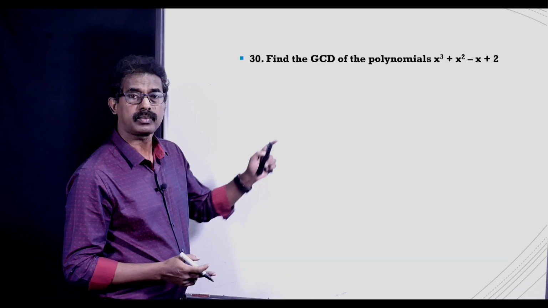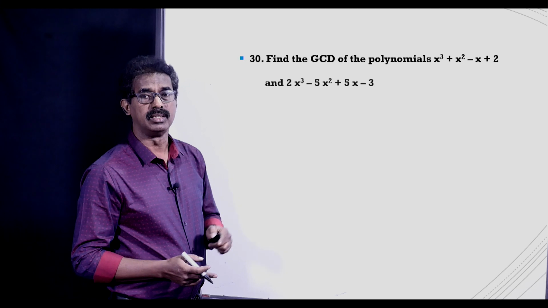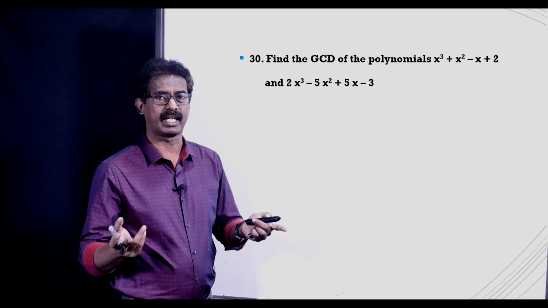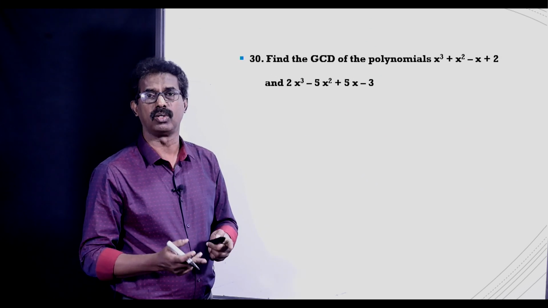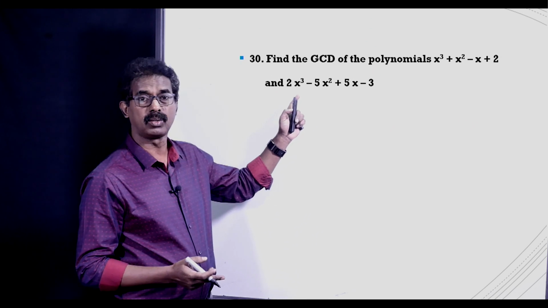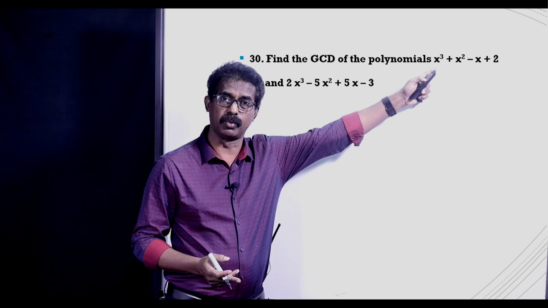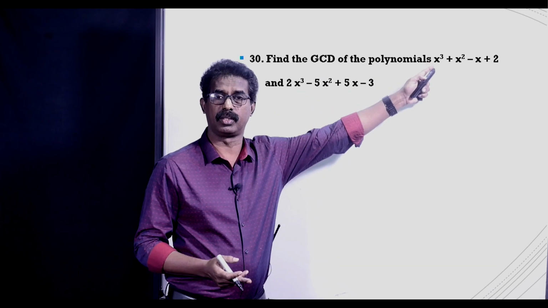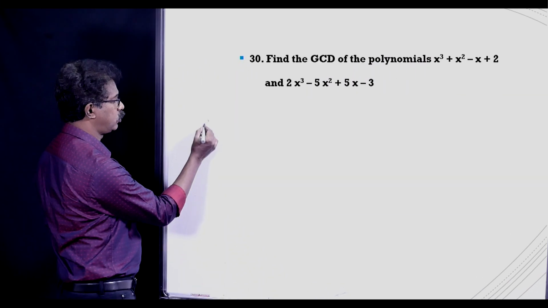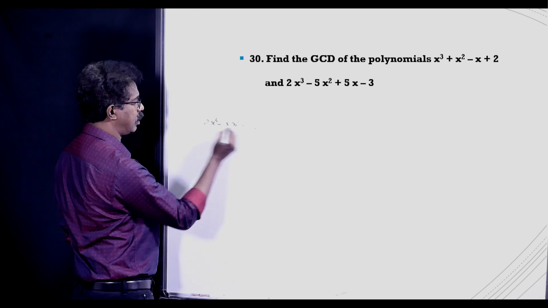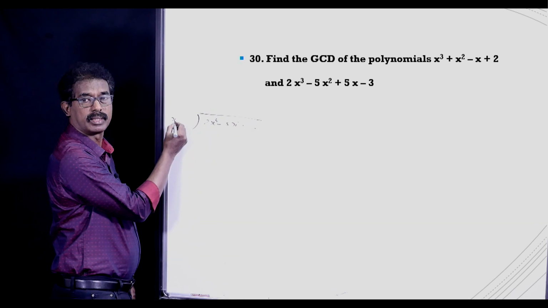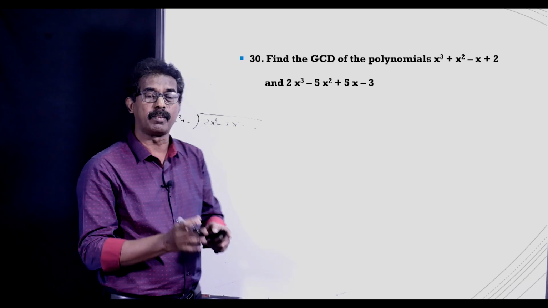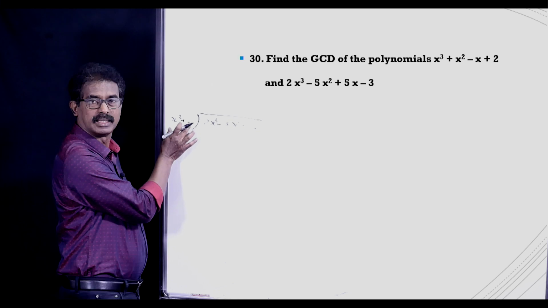See this question. Find the GCD of the polynomials. There are 2 methods: one is the factorization method, another is the division method. Here you can go for the division method. Both have x cube, but here it is 1 x cube and here you have 2 x cube. So this you divide by this. The polynomial 2x cube minus 5x square, you divide by the other polynomial, x cube plus x square. When you divide, if your remainder is 0, this is your answer.